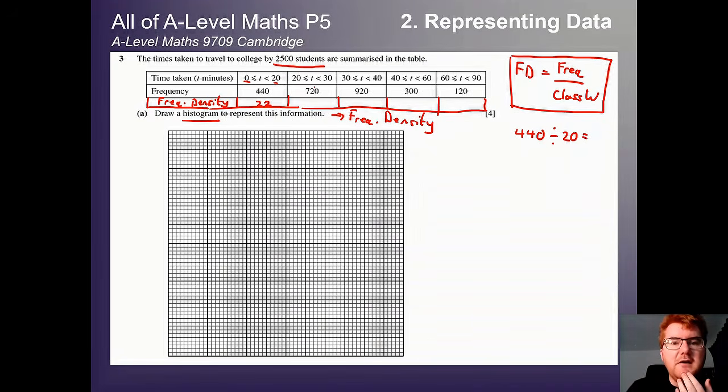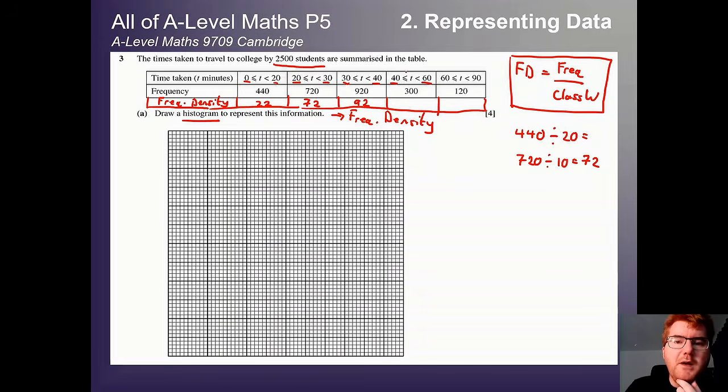For this one here, well, we've got a frequency of 720. We want to divide that by the width here. So 30 minus 20 is 10. And this one I'm going to do in my head. So 720 divided by 10 is 72. And we do the same process on each of these. So this would be 920 divided by 10 as well, because 40 minus 30 is 10. That gives us 92 here. Notice this is slightly different, so you have to be careful with these questions.